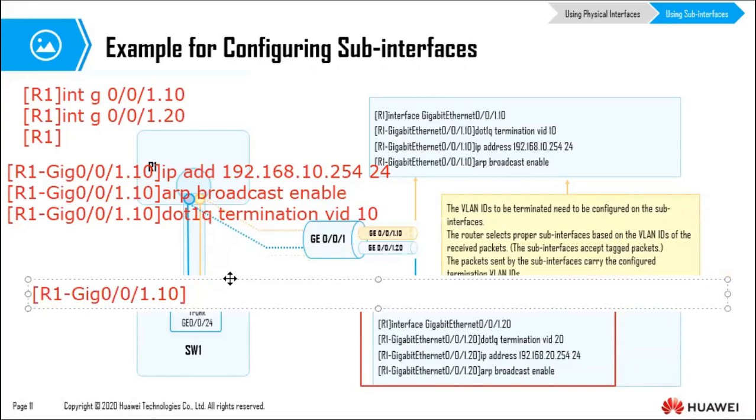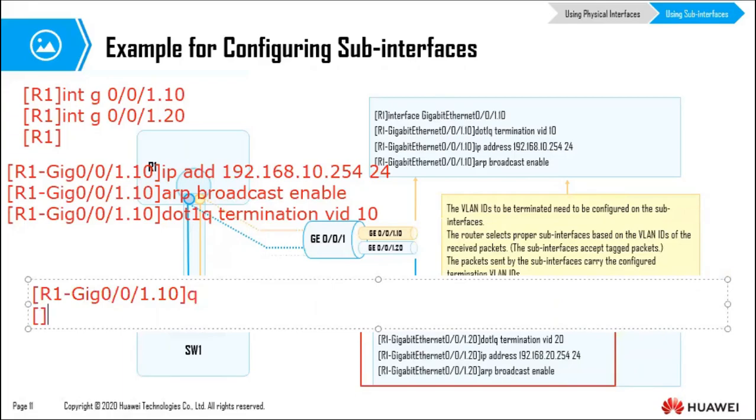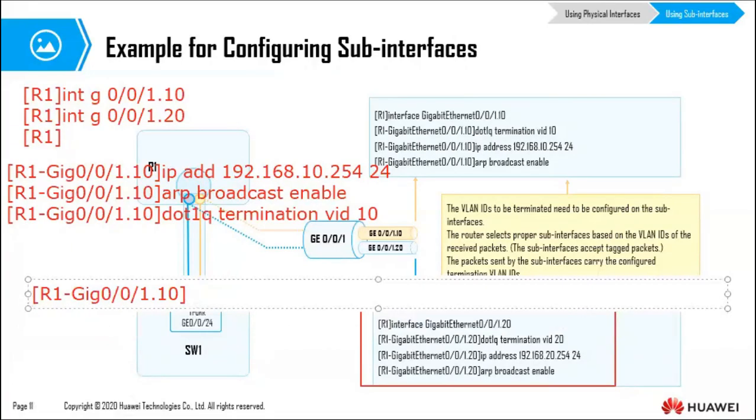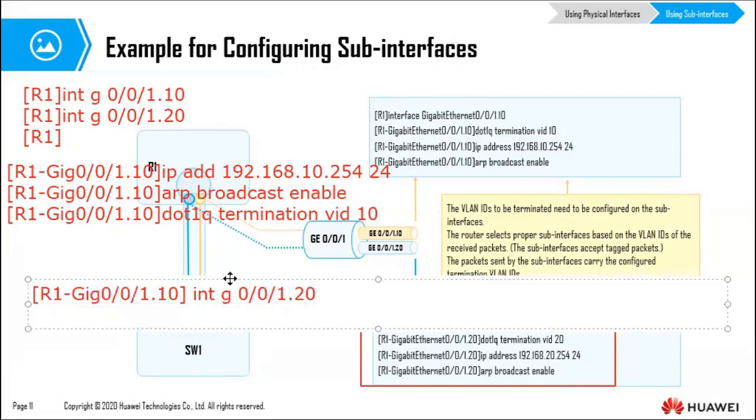and you want to configure the other sub-interface, there are two ways to do it. You can quit, Q, enter. If you quit, you come back to R1. Then you can do int G 0/0/1 to 0. Enter. So that's the first option. The other option, when you are on any interface, you can move into any other interface without the need for quitting. For example, you can create the other sub-interface like this, .1.20. Enter, and it gets you to that.